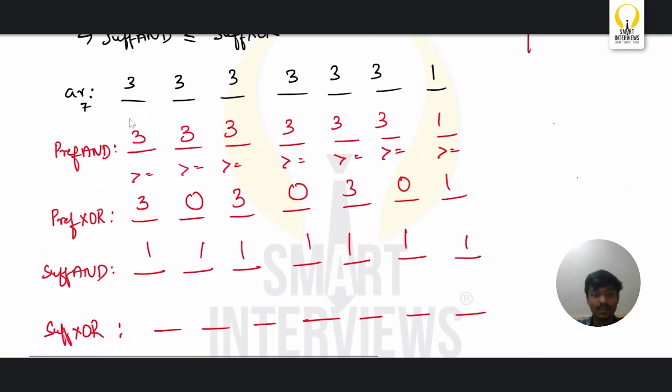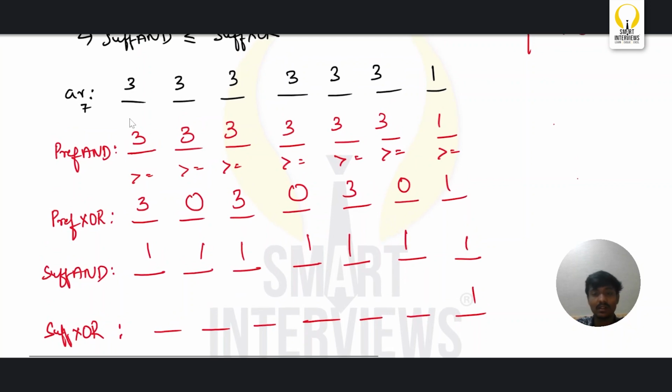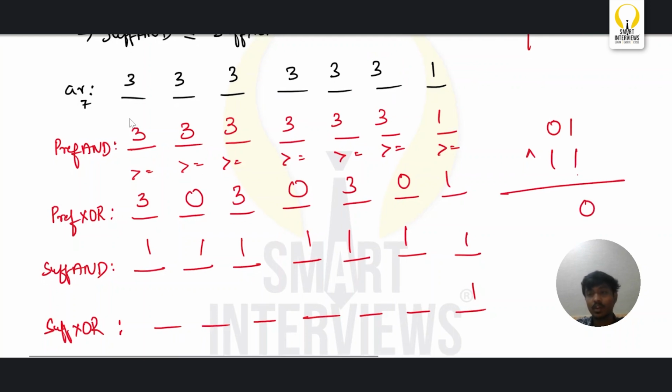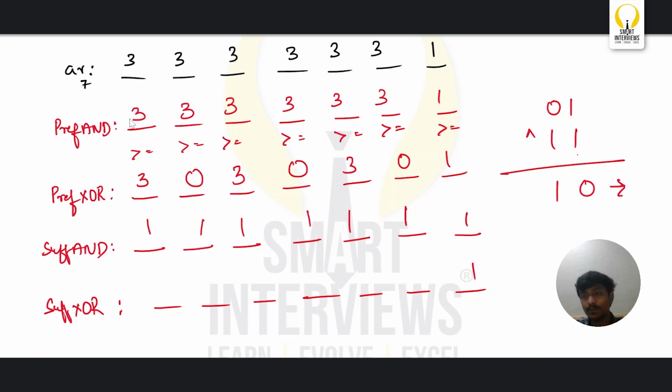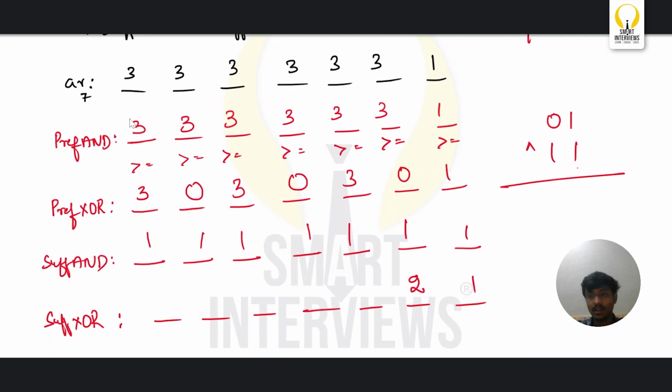Now let's start with XOR. So we'll just write 1 here because it's 1 here. And let's try to fill this value. So 1 XOR with 1 XOR with 3. That is this. So what is 1 XOR 1? 0. Now 0 XOR 1, you are going to get 1. What is this value? 2, right?